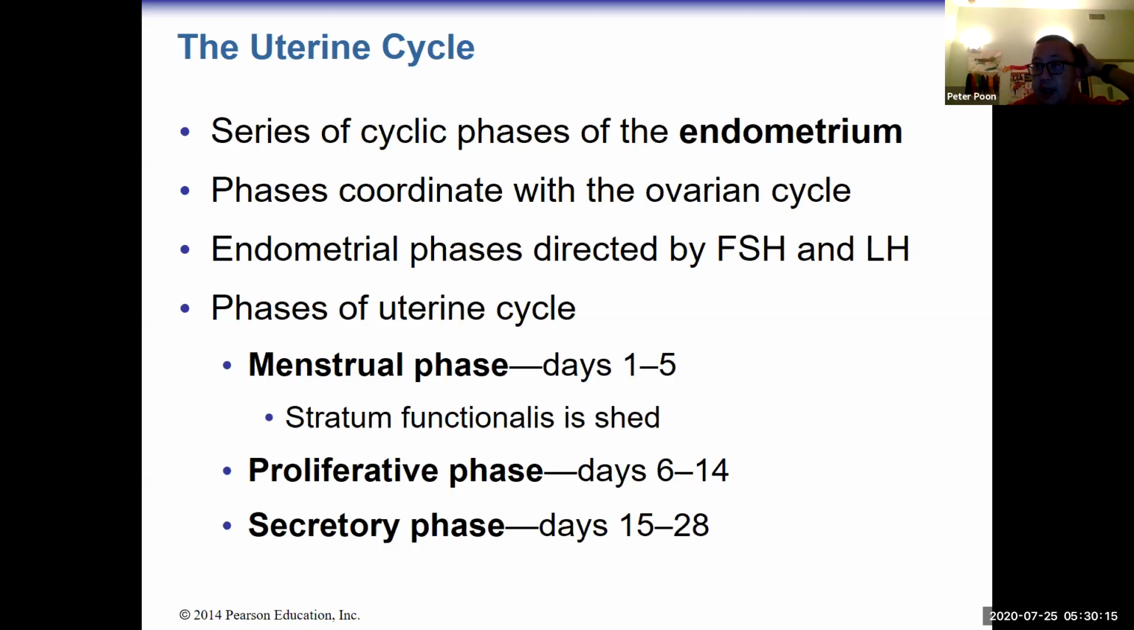Again, that's controlled by the ovary, right? The corpus luteum dying causes the progesterone to not be produced, and that causes the menstrual phase, which is the first day.